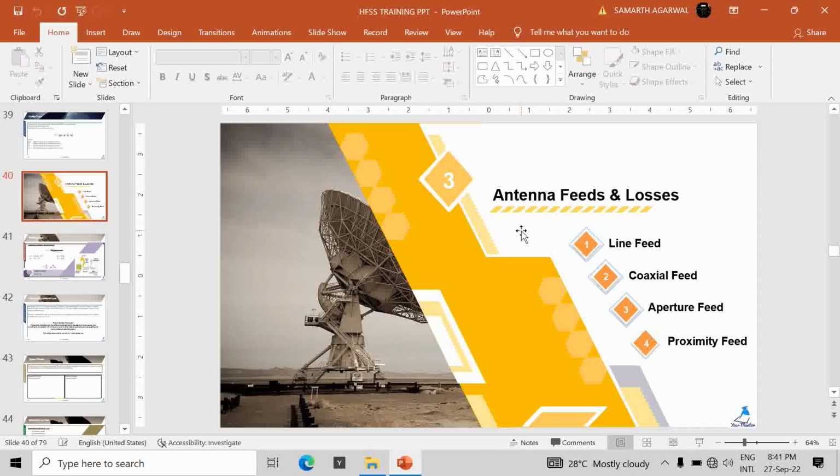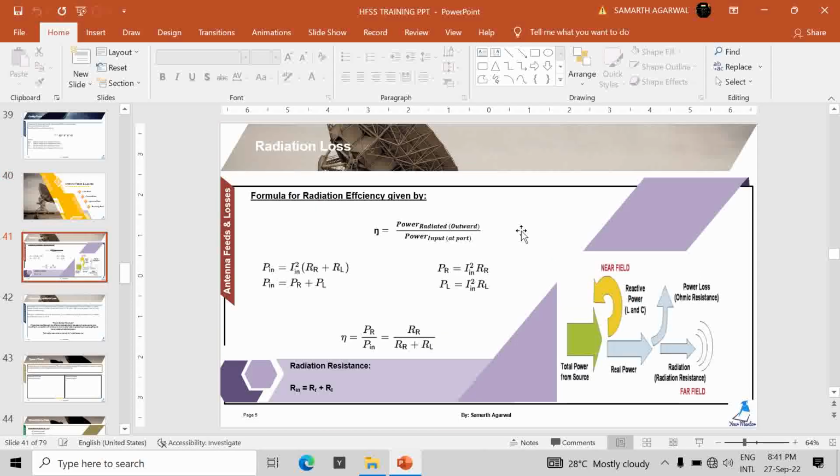Before that, I would like to briefly explain the losses which can be a factor in degrading your performance. In some cases, these types of losses we can't ignore, can't avoid, can't neglect, and further we cannot even minimize them. So I will start with the radiation losses.